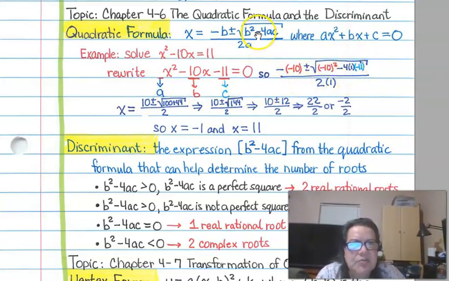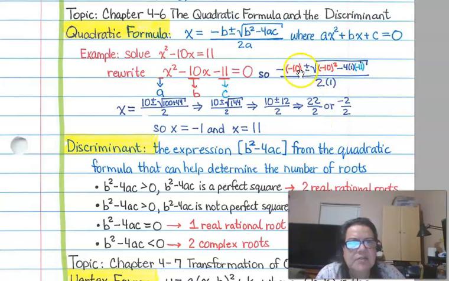Then it says to subtract 4 times a times c. So I'm going to subtract 4, but first I have to multiply it by a, which is 1, and by c, which is negative 11. There they are. All of that is going to go on top of 2 times, and the formula says 2 times the letter A. A is 1, so 2 times 1, that's easy. Your denominator is going to end up being 2.